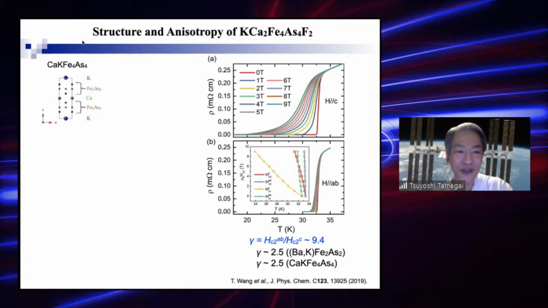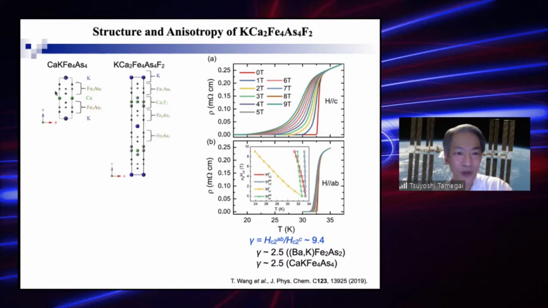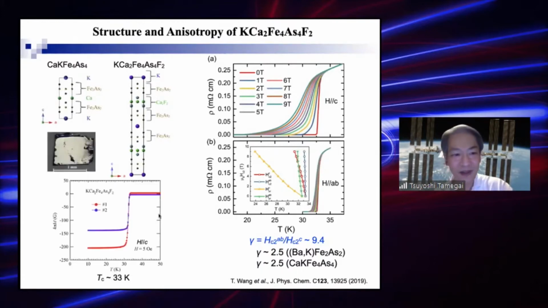So this is a new system, the 12442 system. The structure is kind of similar to 122 or 1144. It's a stacking of potassium 122 system with a calcium 2F2 insulating layer. As you can imagine, this is an insulating barrier, so we would expect larger anisotropy. The sample is very pretty, and Tc is 32 K, and the transition is very sharp.